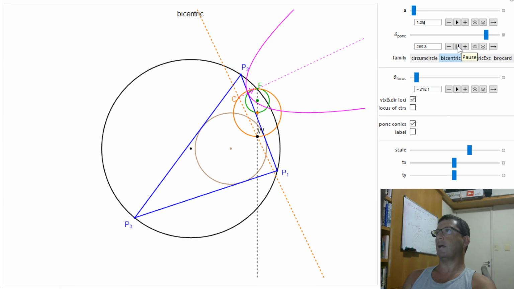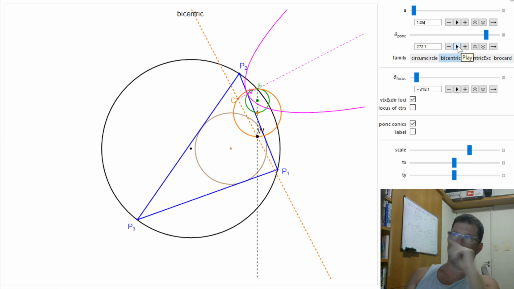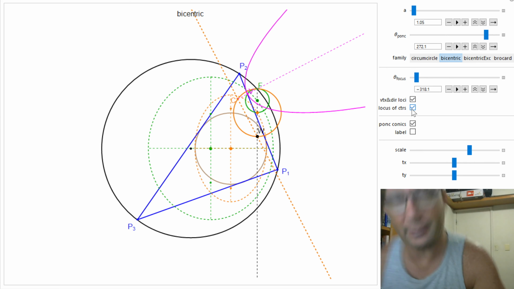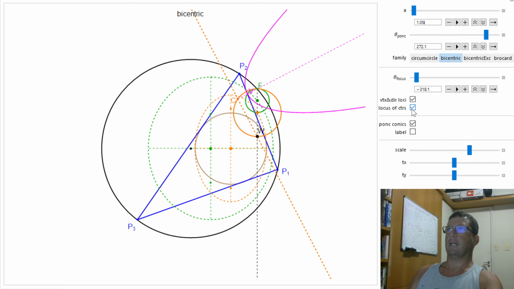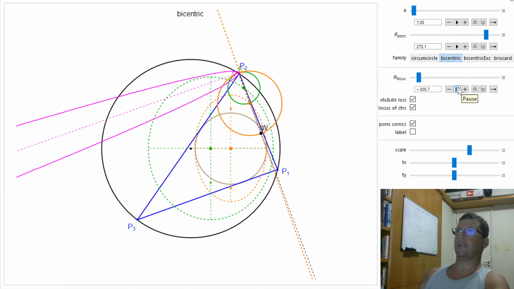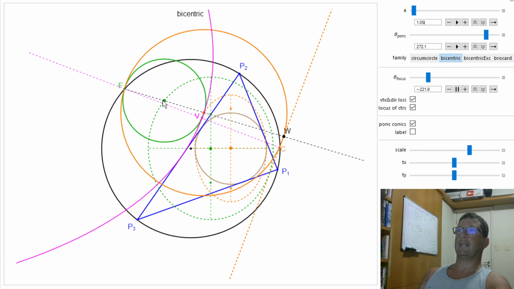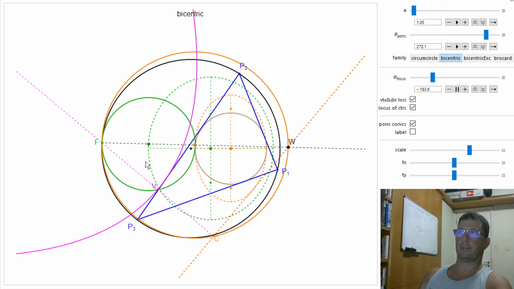Okay. Now, what are the loci of the centers of the loci? So we got a pretty nice harmony here on the bicentric family. The locus of the center of the vertex locus. Let's animate that over the foci so you can see what I mean. Just watch what the center of this green locus is doing. It's actually sweeping an ellipse.